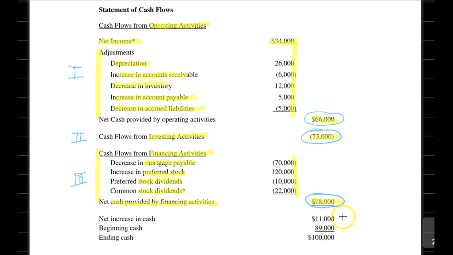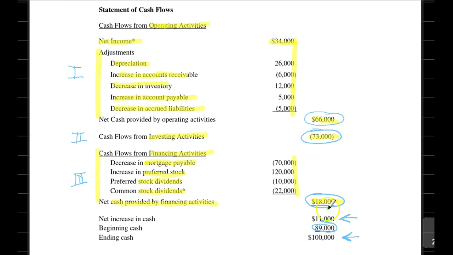Therefore, all these three pieces added up together, the cash flows from operating activities, investing activities, and financing activities, will give us the net increase in cash as we go from year 2011 to year 2012. Since our beginning cash at the end of year 2011, or the beginning of year 2012, was $89,000, an addition of $11,000 should give us a $100,000 ending cash balance, and that would be our cash flow statement.